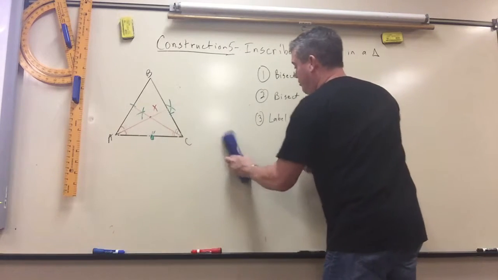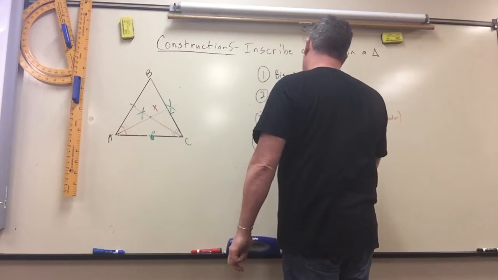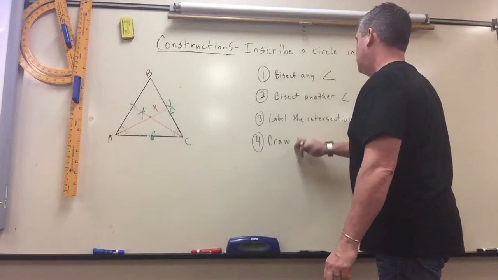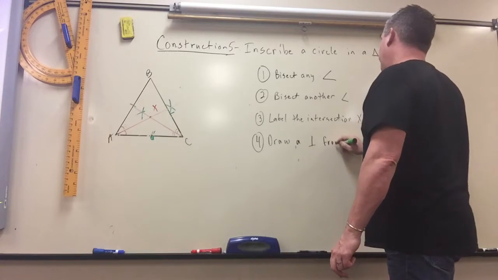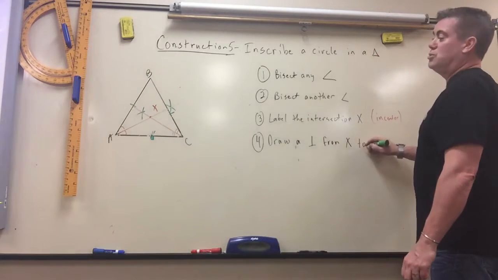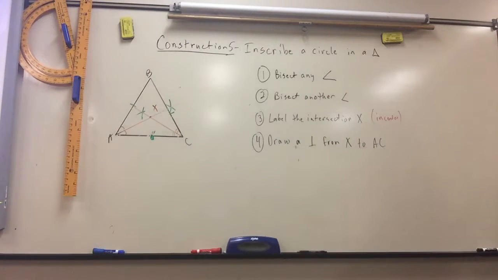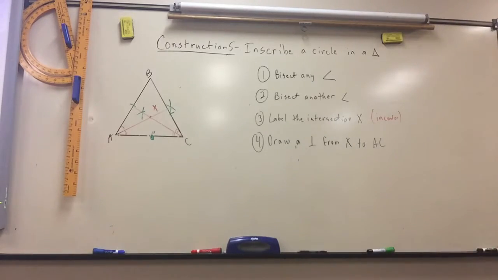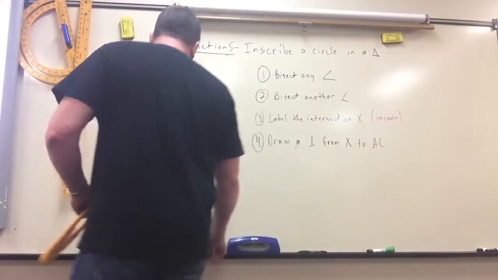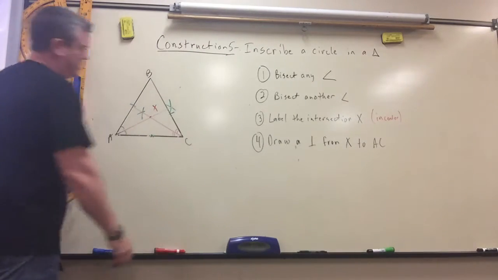So the fourth step is draw a perpendicular from X to, we'll do the bottom side, AC. You could do it to any side. Since I forgot to do this construction, I'll go slow, and you'll have to follow along on how to do this.